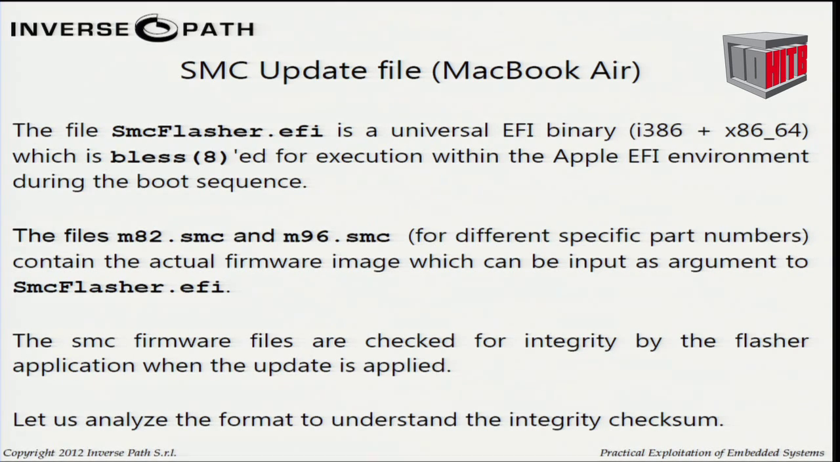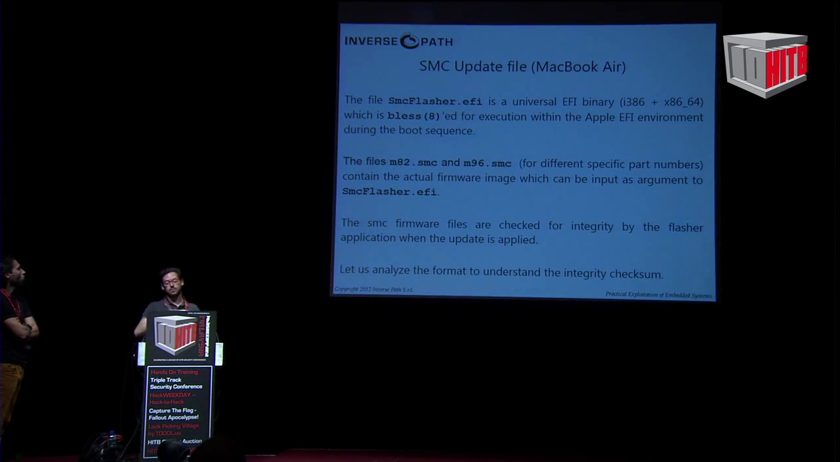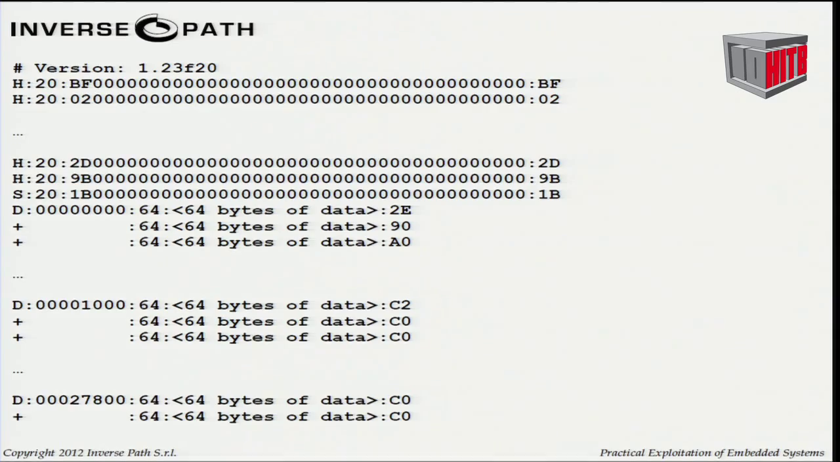Anyway, so this binary is blessed, with the bless command, by your automatic installer for execution at the first boot. And as an argument, it takes the firmwares, depending on the part number of your laptop. So the firmwares, of course, are checked for integrity by the flasher application. And we wanted to know how this integrity check is being performed. So this is the file. It's being cut down for brevity, of course.